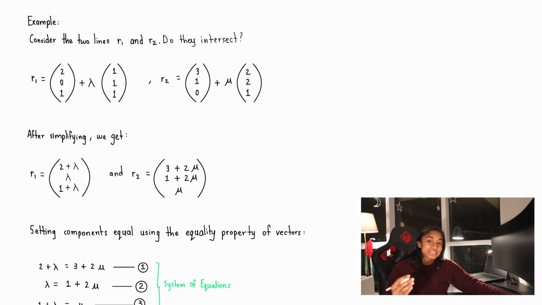Now, to help you understand this properly, let's go through an example. Let's see if these 2 lines r1 and r2 intersect. So we're given r1 and r2. After simplifying them, we get 2 plus lambda, and then the second being lambda only because this is a 0. Then we get 1 plus lambda, right? And for r2, we get 3 plus 2 mu, 1 plus 2 mu, and then mu because this is a 0, okay?